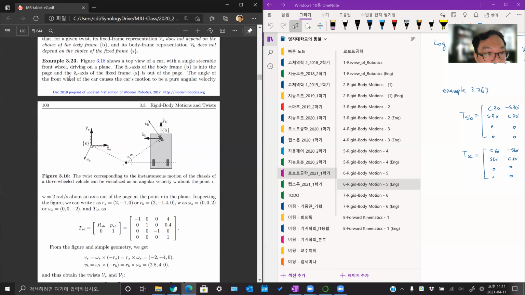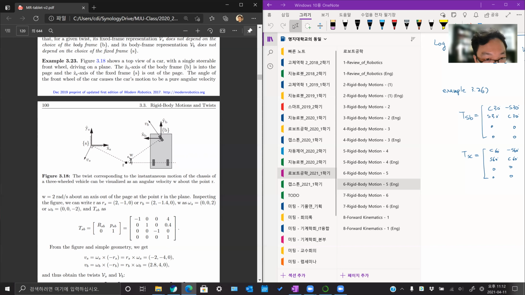So the angle of the front wheel of the car causes the car's motion to have pure angular velocity 2 radian per second about an axis out of the page at the point R. Here the size of omega is 2 radian per second, rotating like this. Inspecting the figure, we can write R as 2, -1, 0. So 2 along the x-axis and -1 along the y-axis.